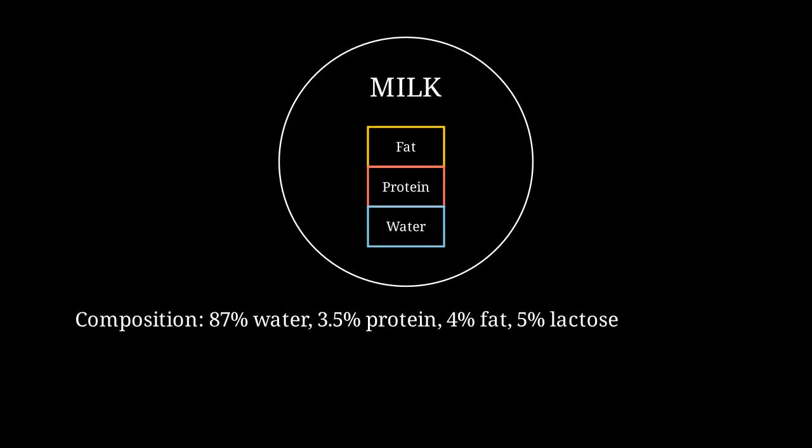Understanding this composition is crucial because cheesemaking is all about concentrating these solids, particularly the proteins and fats, while removing most of the water. The central process in all cheesemaking is coagulation. This is where liquid milk transforms into a semi-solid gel. But how does this happen at the molecular level?